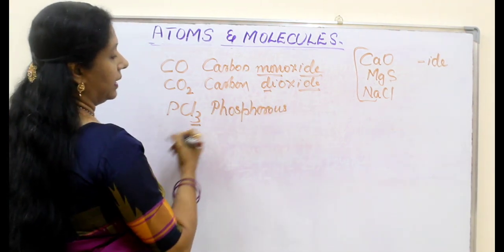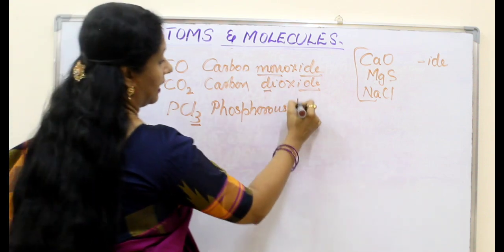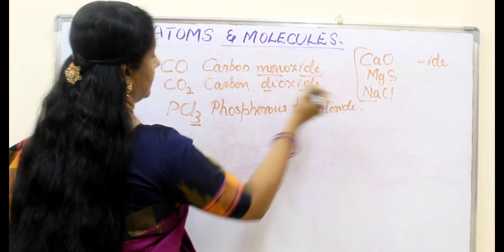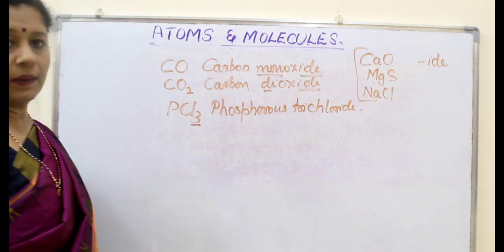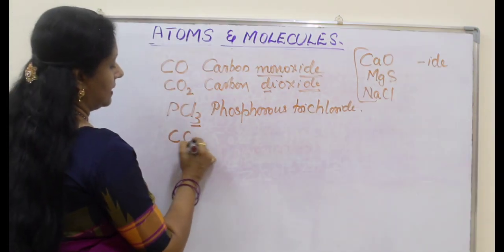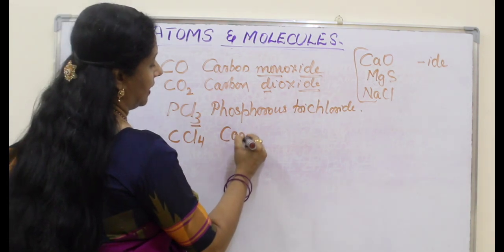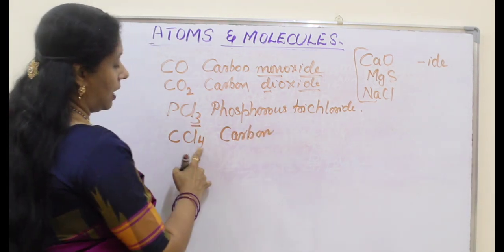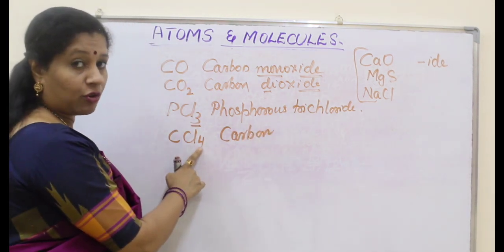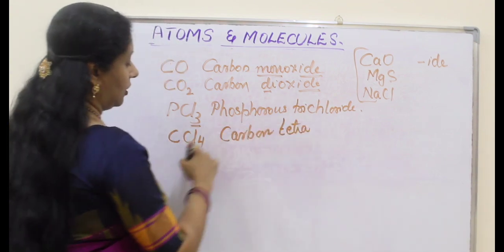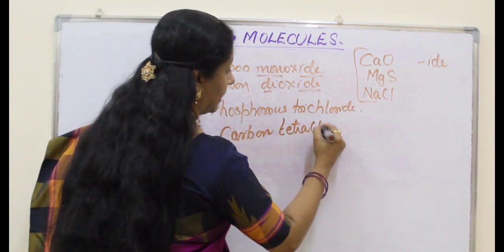Then how many chlorine? 3. So which prefix? Trichloride. Right. Now another one. CCl4. C is carbon, so that we can write as such. Now what is the prefix? 4. What is the prefix? Tetra. Then chlorine will become chloride.